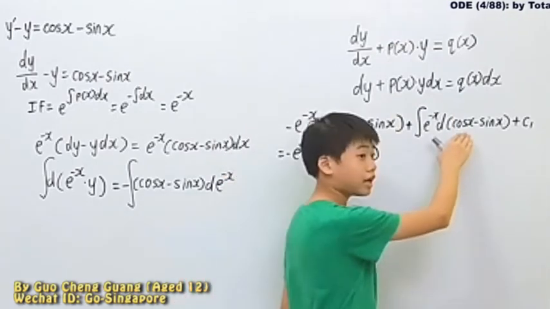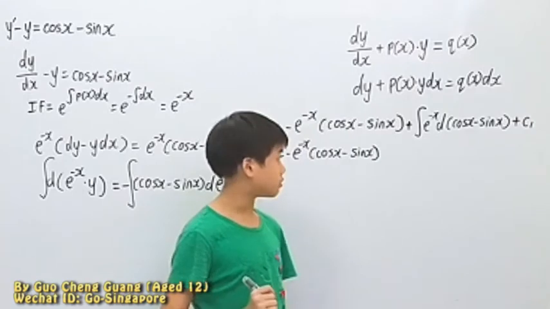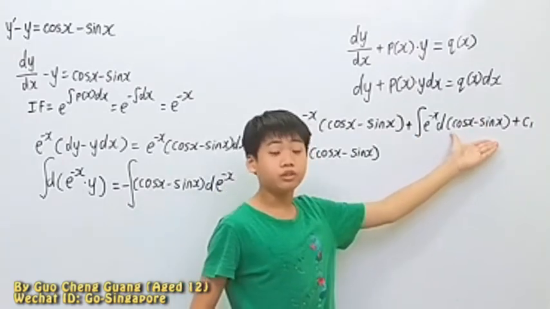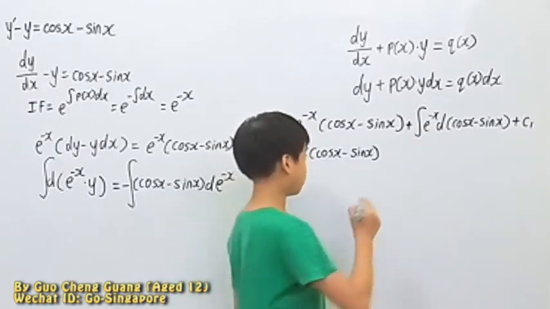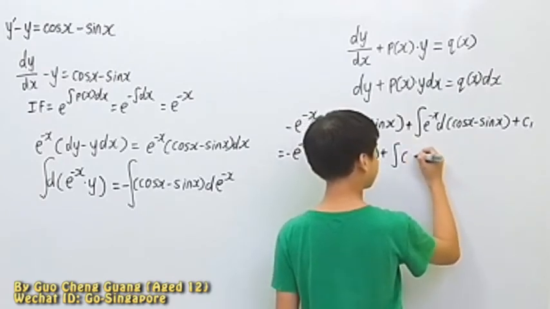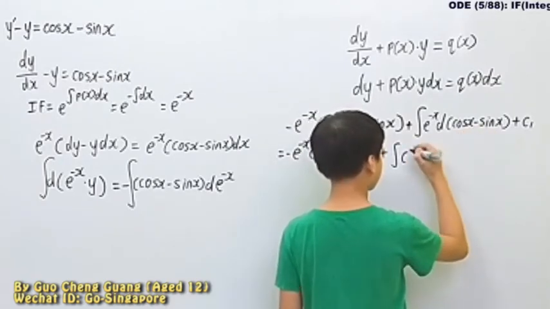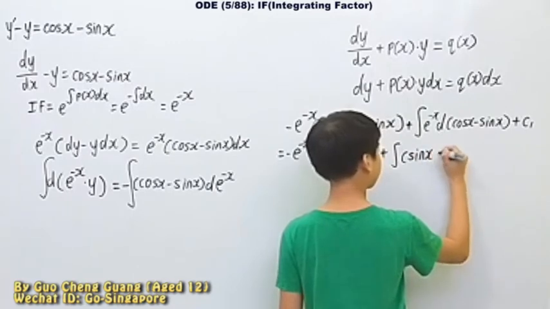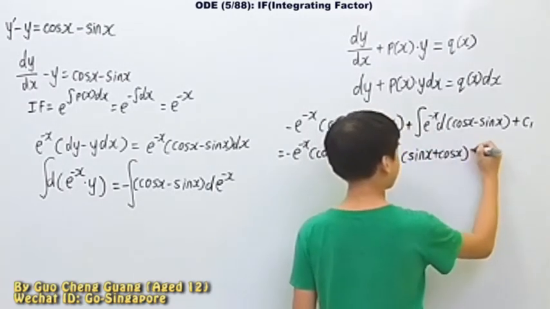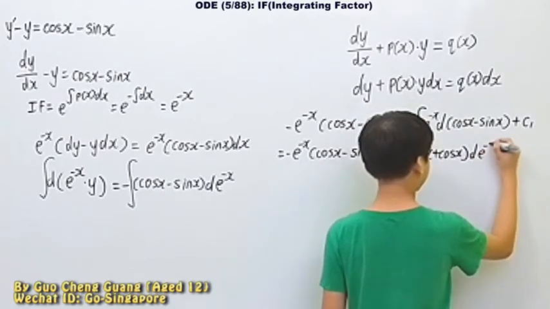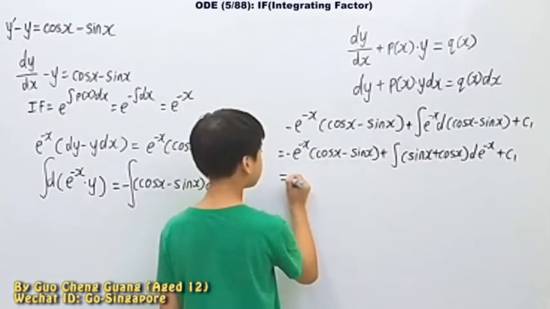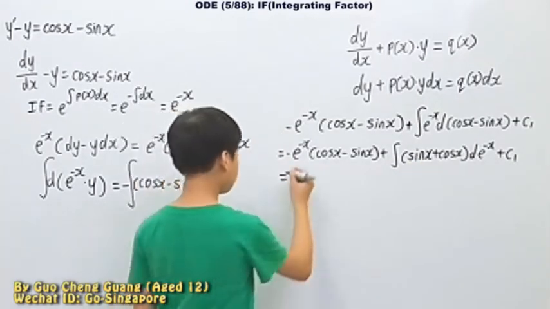But this part, cosine, you differentiate, you have a negative sign. Sine, you differentiate, it's just a cosine. So here, when you differentiate, you have another negative, so it's still positive. So this part is a sine, this part is a cosine. Then inside here is d e to the power of negative x. Then this arbitrary constant, front part is still the same.